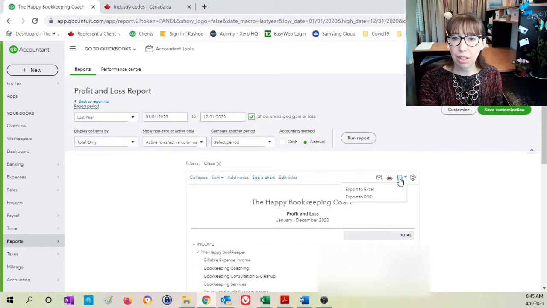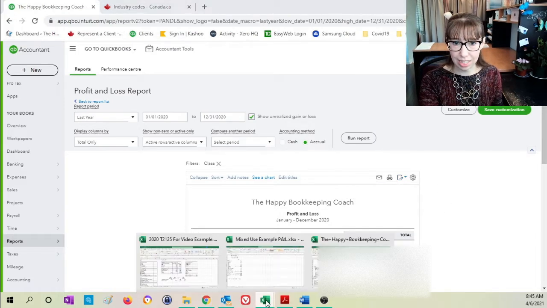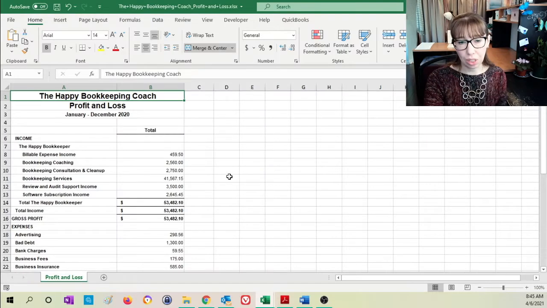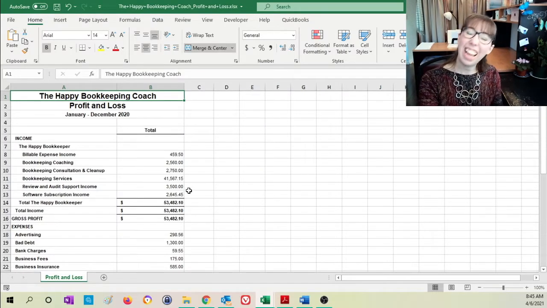And I'm going to export this over to Excel. Now, I'm not going to use my actual numbers today. This is what it would look like when you export it over to Excel, and I've changed the numbers a bit so that you're not seeing the actual numbers of my business that I'm going to be filing.